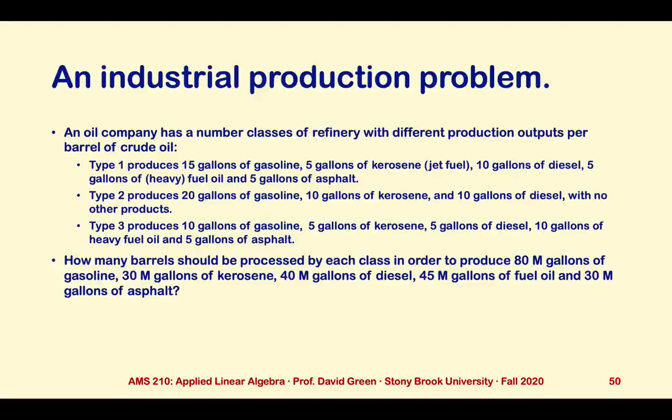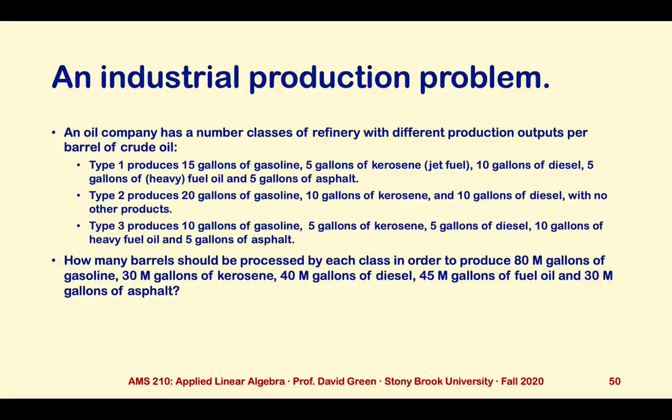So let's get started. The first problem we're going to take a look at is an example of an industrial production problem. We can find examples of this in the Tucker textbook, but these are very ubiquitous, very commonly phrased types of problems for trying to understand how we balance inputs and outputs, or sources and products in industrial production.